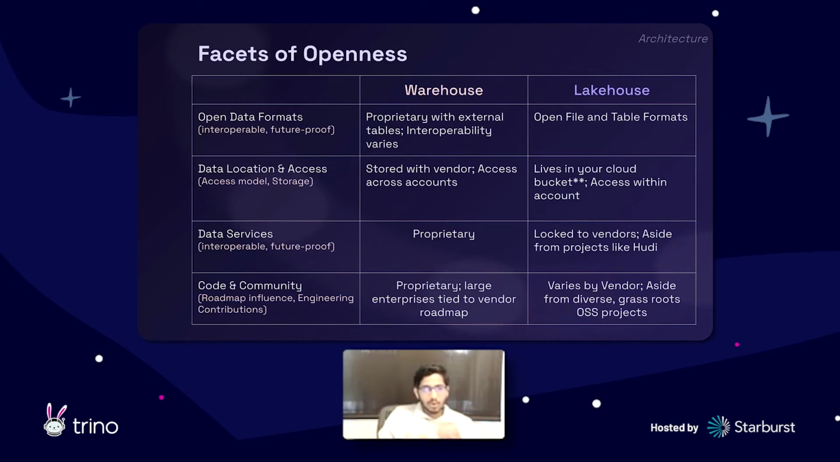The last aspect is code and community. This kind of controls how much roadmap influence you have. If you have a large engineering team, can you make contributions to this project, right? Warehouses are proprietary code bases, as you know. And even if you're a large enterprise with 30, 40 engineers who can actually write this code, you can't really do much, right? You're tied to the vendor roadmap.